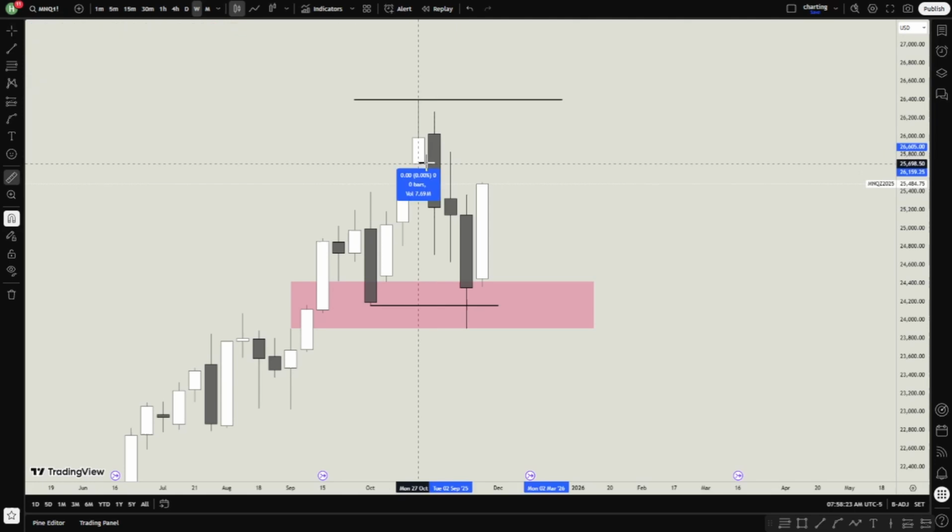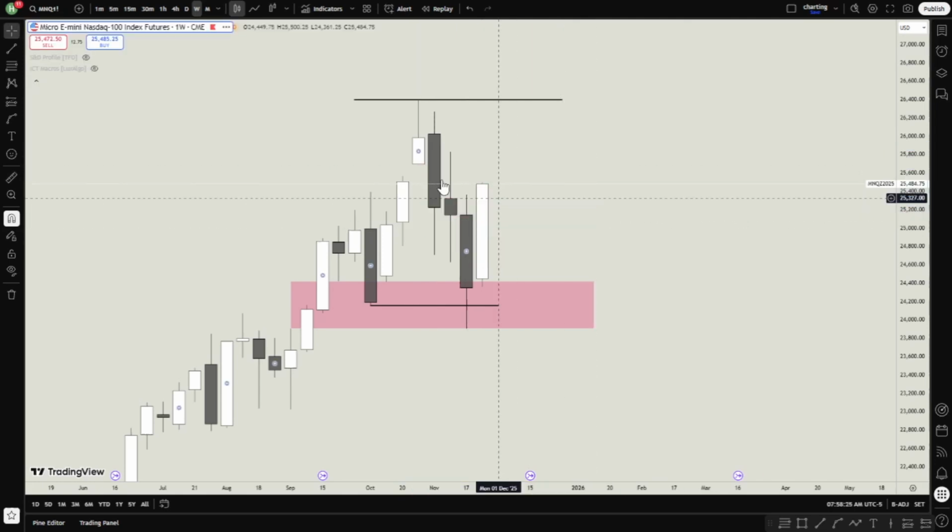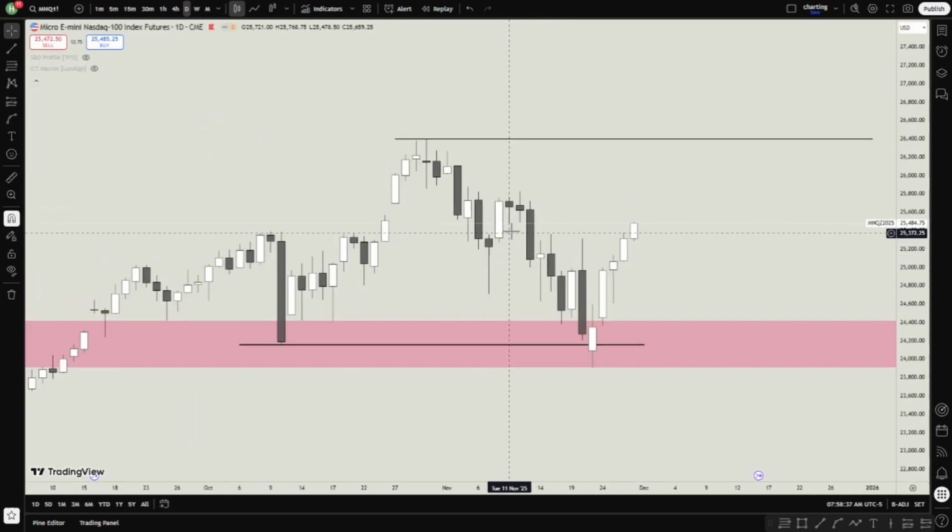Also, because we have no fair value gaps between these down close candles, I can say this high will be clear drawn liquidity for overall price action. Right, this is just my view. So let's continue.